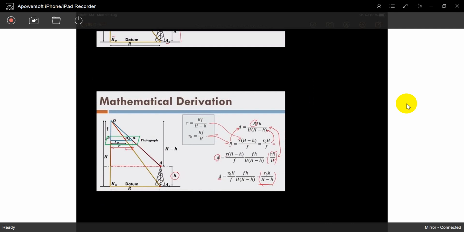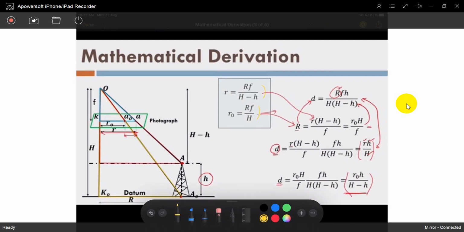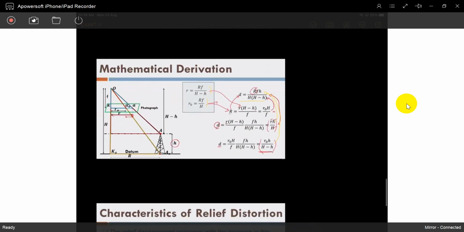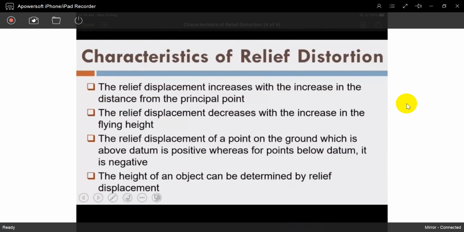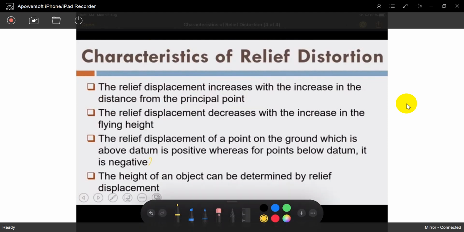So C or, so D will come, otherwise D will come. Okay, just change the parameters and characteristics. The third point is okay.